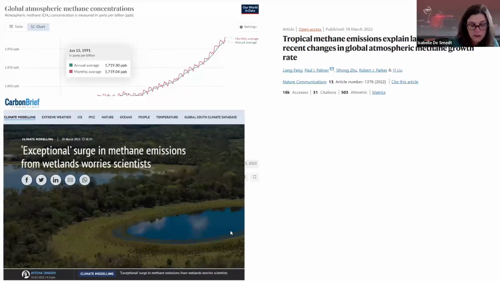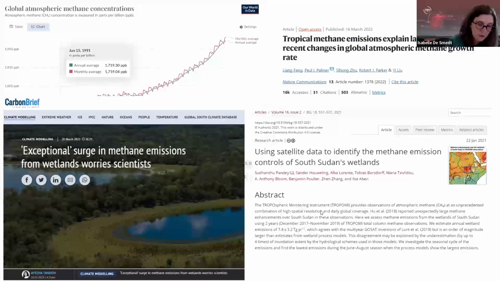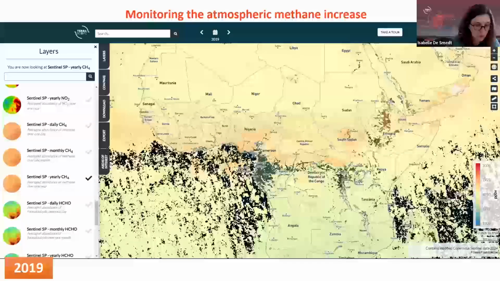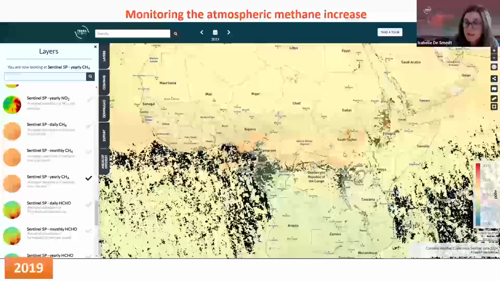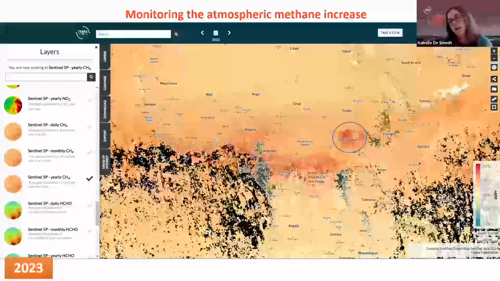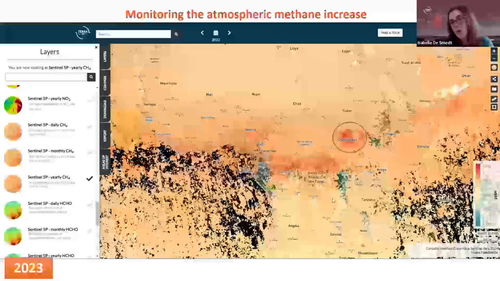So the growth rate of methane has been accelerating recently, and those recent changes are partly attributed, not only, but partly, to a strong increase of the wetland emission in the tropics, and particularly in South Sudan and the White Nile Basin. So yeah, we can again look at the yearly map of methane for every year of TROPOMI observation, with a particular focus over Central Africa, 20, 21, 22, 23, and you can really see that something is happening in this region.